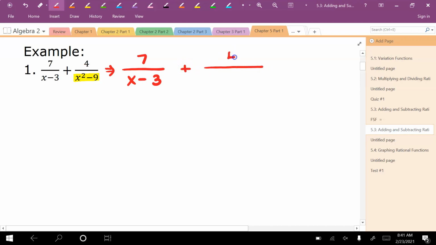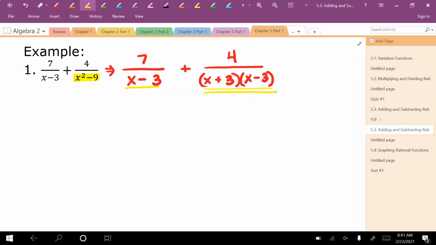For the second one, though, to factor the bottom, go ahead and draw 2 sets of parentheses. Each one is going to get an x, because that's going to split the x squared. Then you think about what's the square root of 9? Good. So one's going to be positive 3, one's going to be negative 3. So they're always going to have one with a plus sign, one with a minus sign. So now looking at our denominators, we have an x minus 3 on the left side, and then we have an x plus 3 and an x minus 3 on the right side.